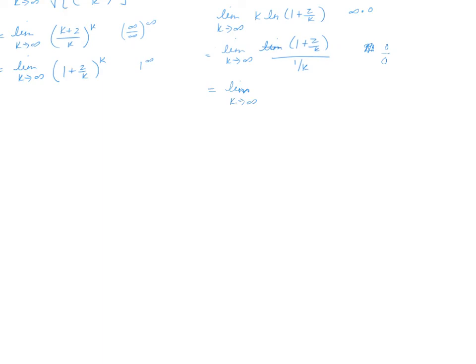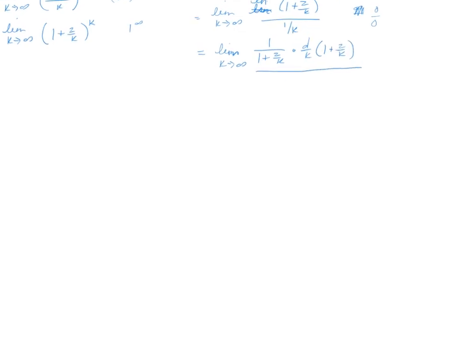And this is supposed to be natural log. So the derivative of natural log is 1 over the argument. So this is 1 over 1 plus 2 over k times the derivative with respect to k. And I'm not going to compute it because something nice will happen. 1 plus 2 over k, and then I take the derivative with respect to k of 1 over k.